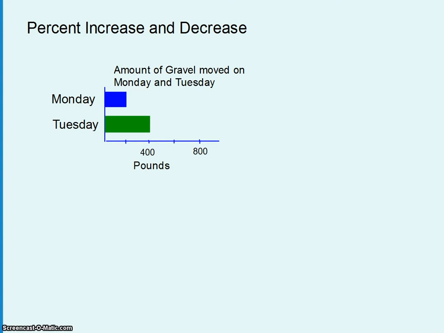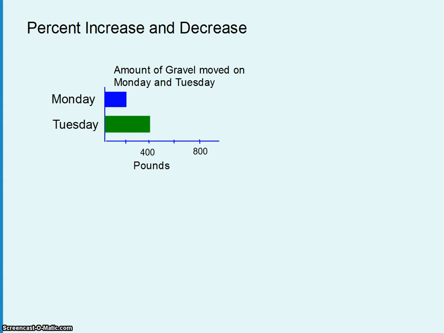With this video, I'm trying to give some clarity and skills with percent increase and decrease. When you talk about increasing or decreasing, you're talking about a change, and sometimes it's not helpful to just look at the change. You need a little bit more information.